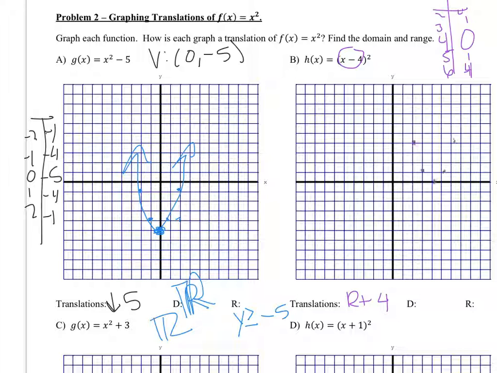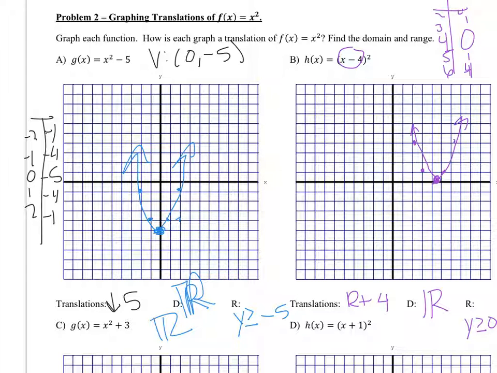So 2, 4, 3, 1. Oops, I didn't follow the dots very well. 4, 0, 5, 1, and 6, 4. So when I look at my domain, it's still going to be all real numbers. My range, the furthest down I go, right here, is 0. My y value, range is y, and it's getting larger, so y is greater than or equal to 0.